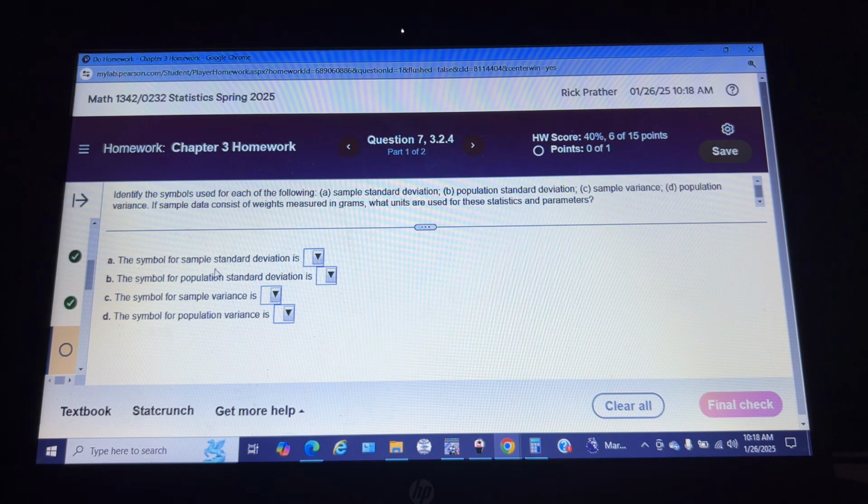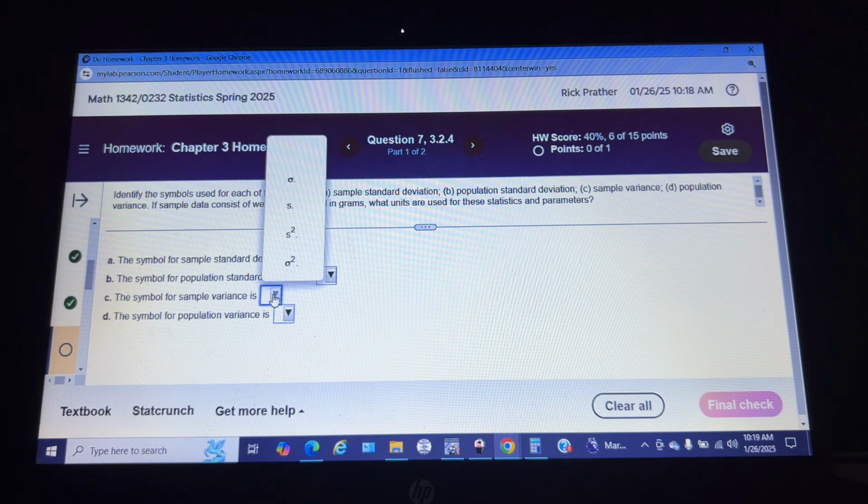So sample standard deviation starts with an S, so they decided, yeah, let's just use S for that. And variance, since variance and standard deviation are square and square roots of each other, if you know the standard deviation, you can square it to get variance. Or if you know the variance, you can square root to get standard deviation. So they are square and square root of each other. So sample variance is simply S squared.